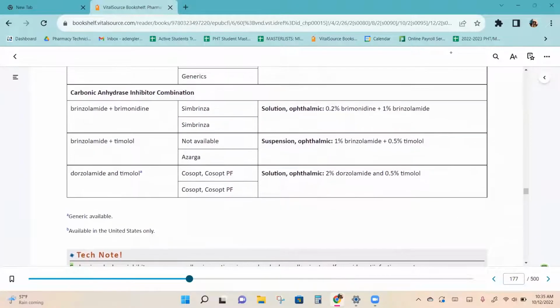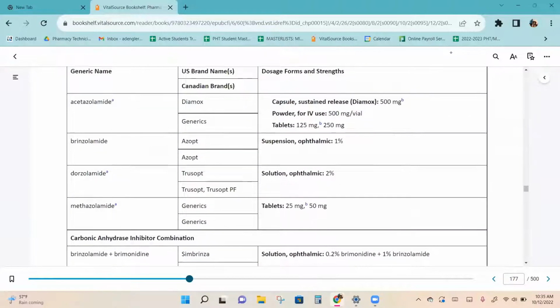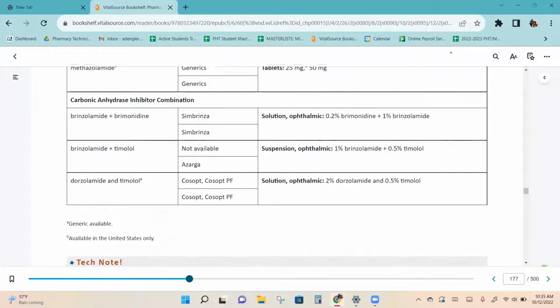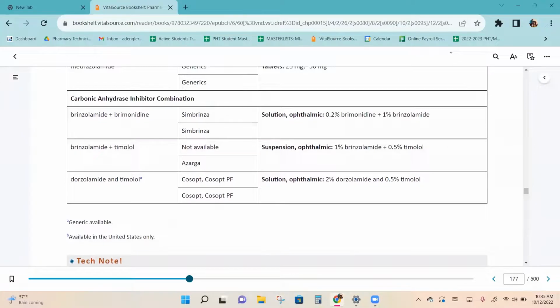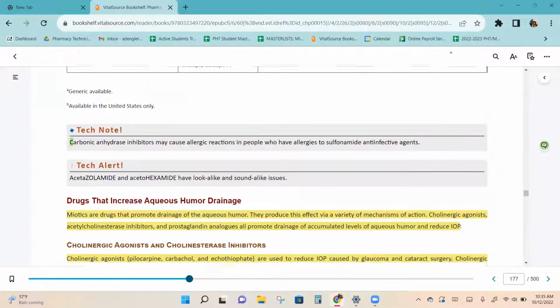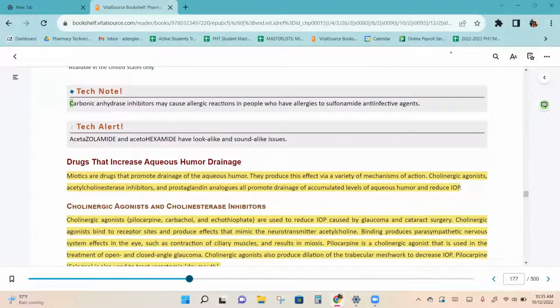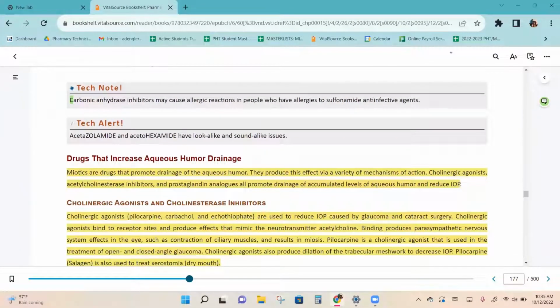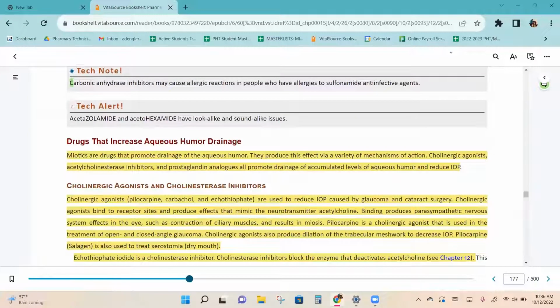And then down here we have all of the different combination medications. And it is common that people who have had allergic reactions to sulfonamide anti-infective agents might also have allergic reactions with carbonic anhydrase inhibitors.